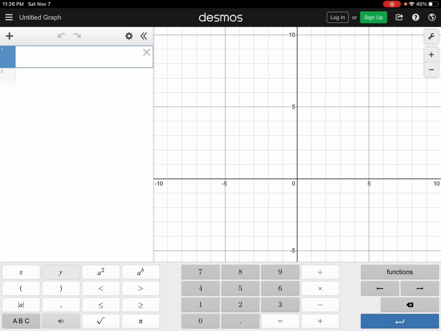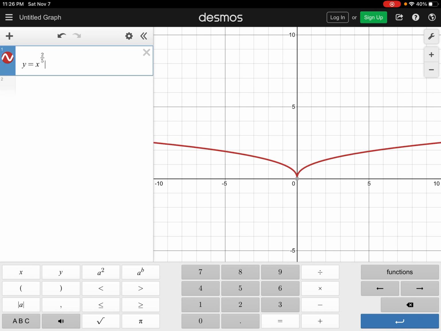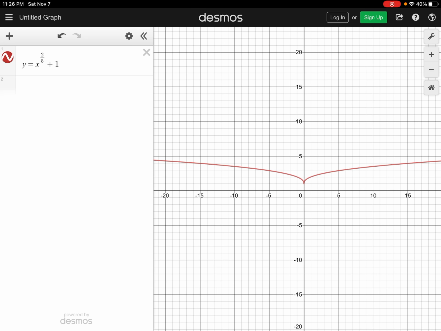Let's see, it took a little while to load, but it's okay. y equals x to the power of 2/5, plus 1. Notice the graph right here is symmetric about the y-axis. My boundary, keep in mind, is from negative 32 to positive 32.